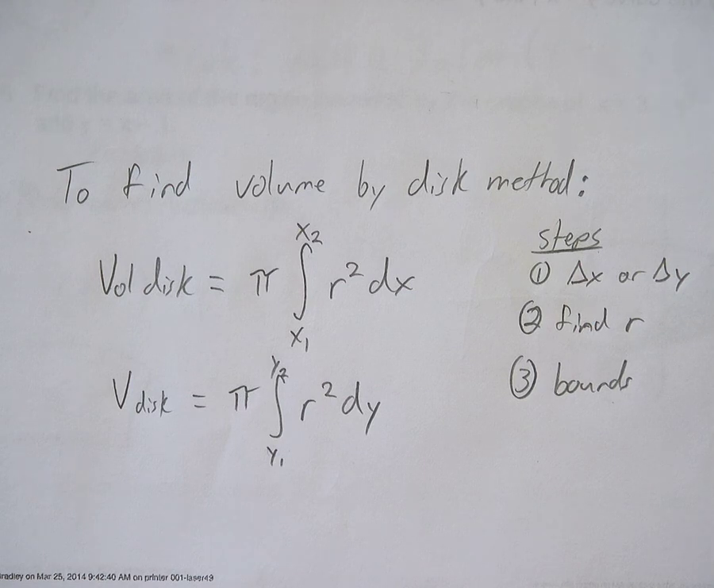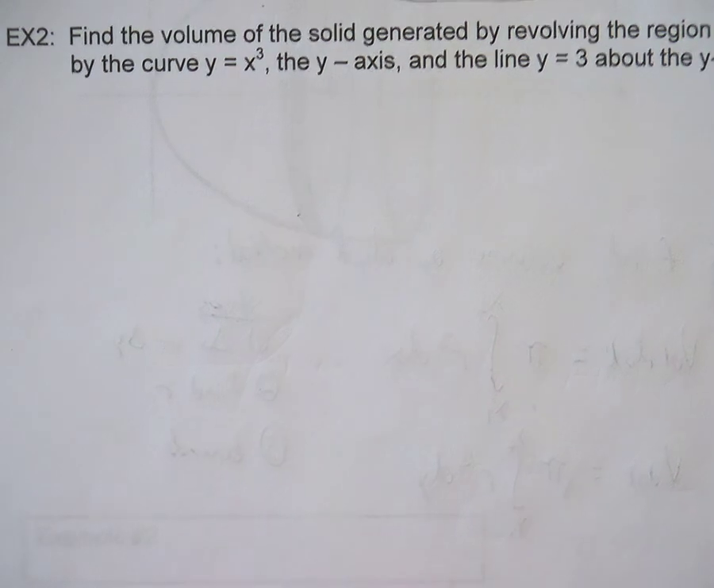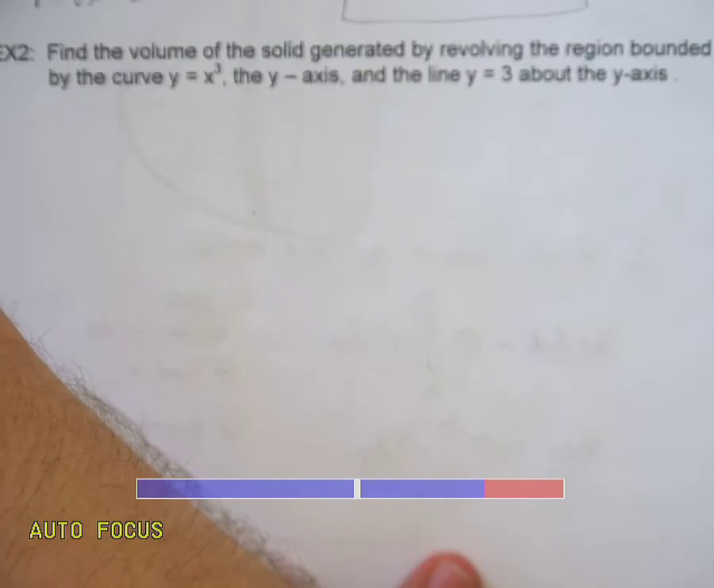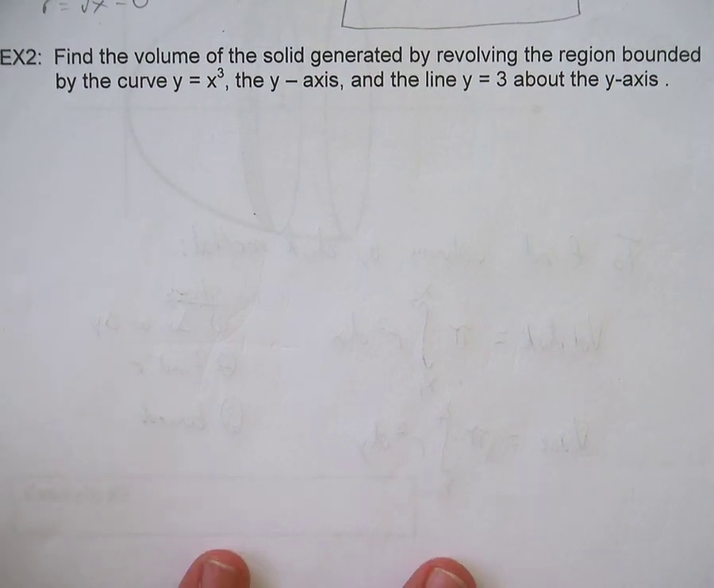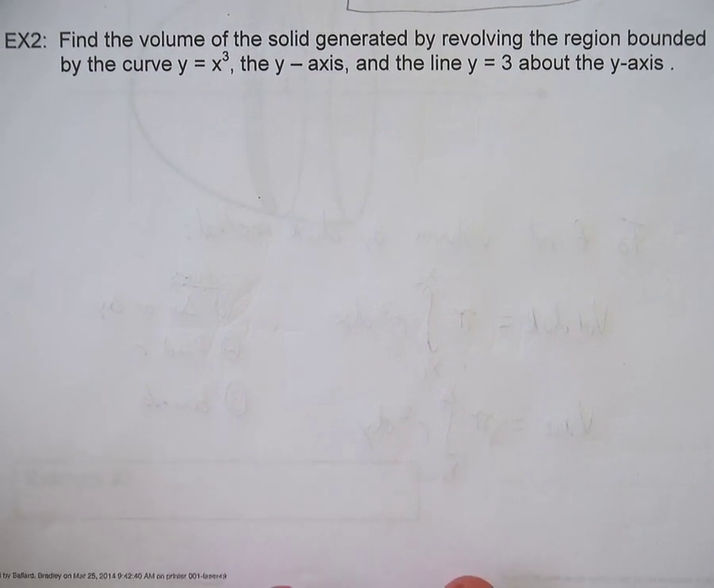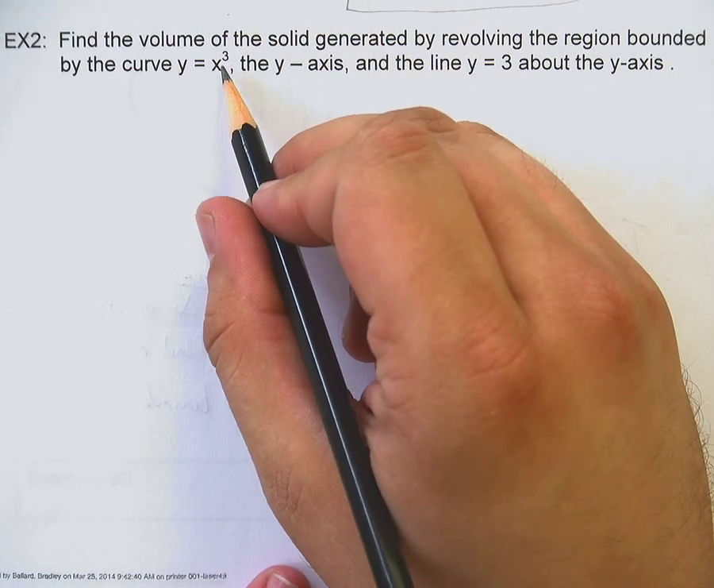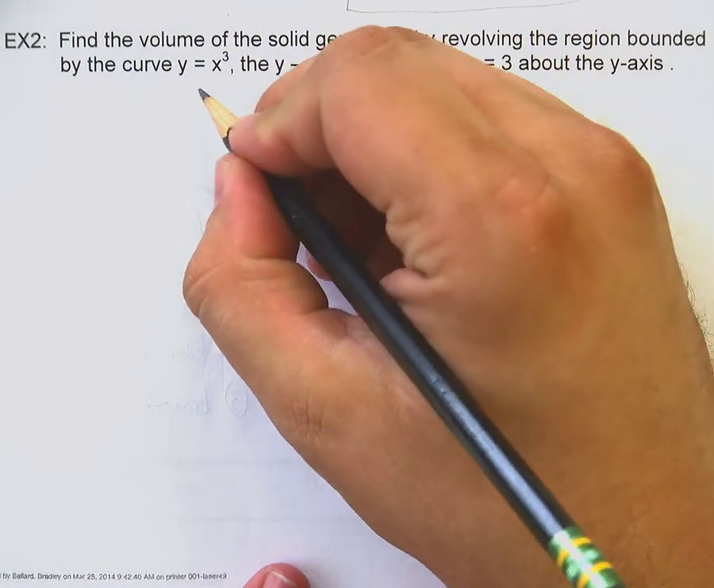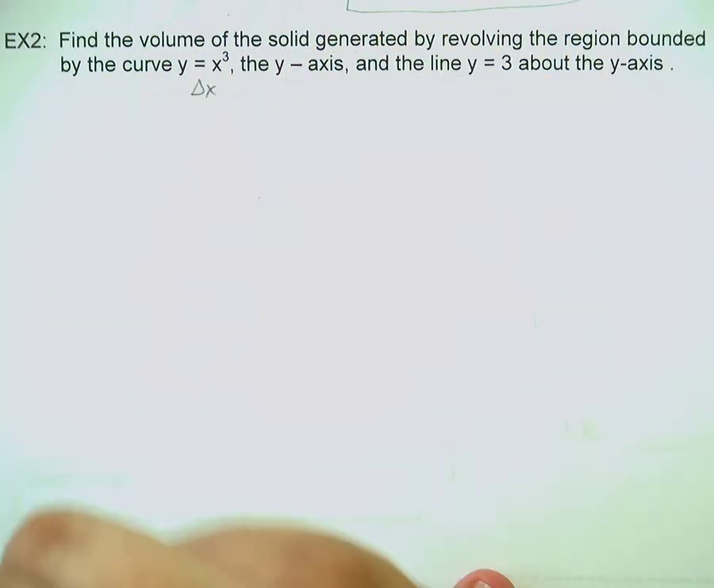So let's go through and figure out some of these real quick. I'm going to keep that formula handy. So let's go to example 2. It says, find the volume of a solid generated by revolving the curve y equals x cubed. So this is with respect to x. That's step 1. So I know I'm going to have delta x here.